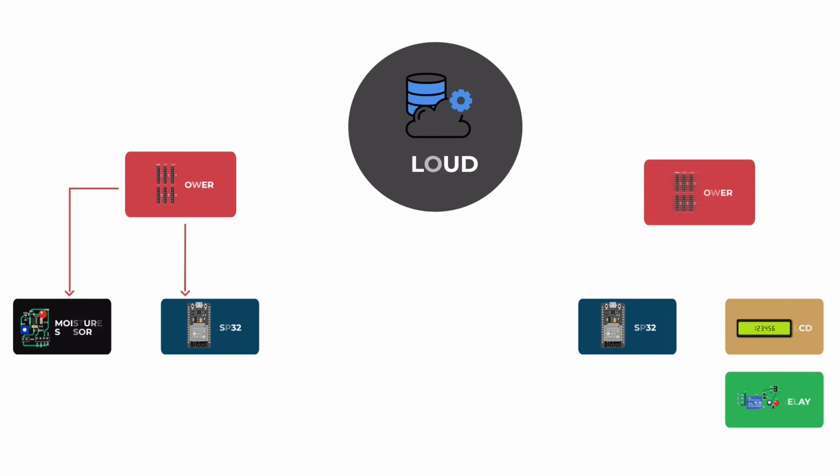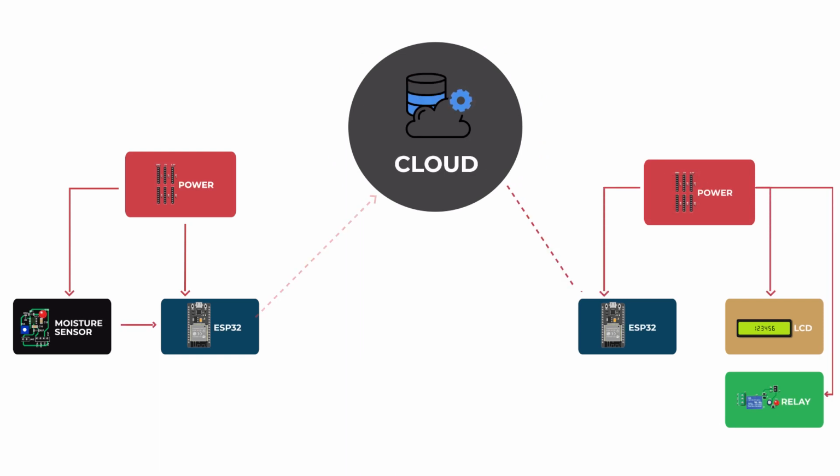The flowchart explains powering the moisture sensor to 5 volts to the ESP32, and 5 volts to the relay, 5 volts to the LCD and 5 volts to the ESP32 in another kit which is already powered. Now connecting the moisture sensor to ESP32 as input in one IoT kit, and output to the relay and LCD from ESP32 in another kit.